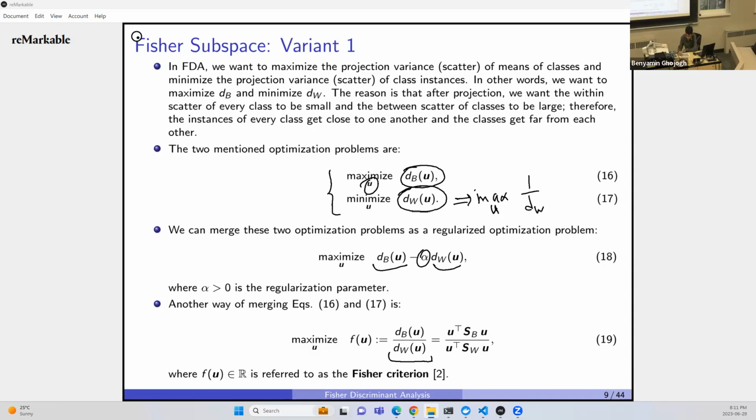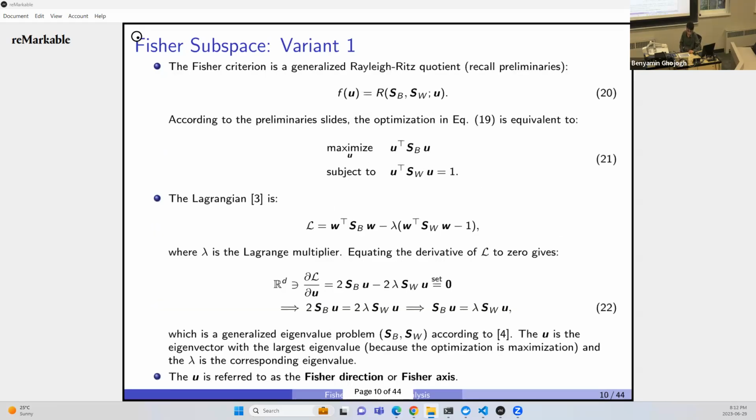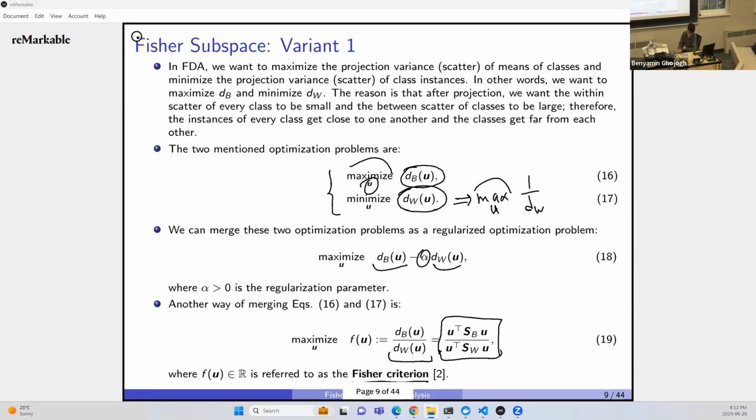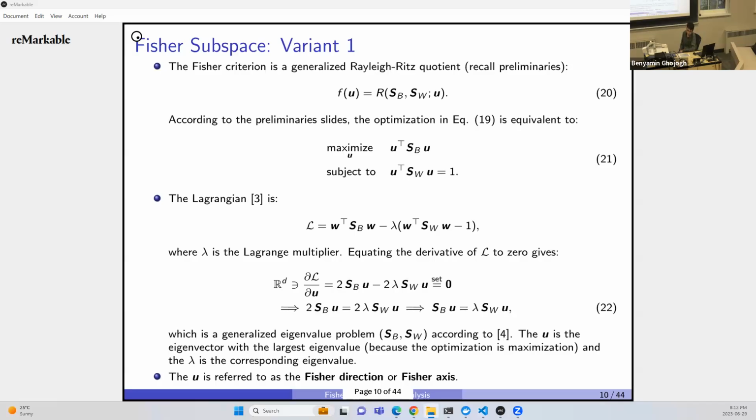Both of these now are maximization, so I combine them. What is this? dB over dW. This is called the Fisher criterion, because it's a criterion used in Fisher. And by the way, can you tell me, have you seen this format before? Yes, recall preliminaries. This is a generalized Rayleigh-Ritz quotient.